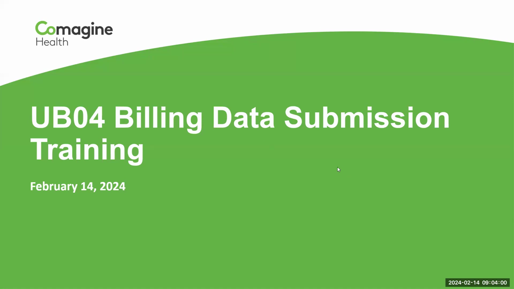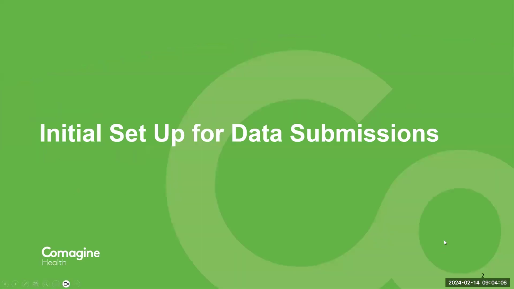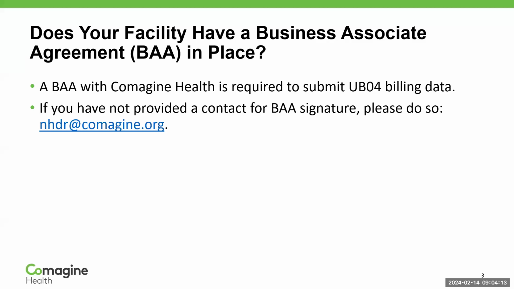Alrighty, so let's jump right in. First, we're going to talk about getting started with your data submissions, getting your files set up. The first item of setup is to get your BAA in place. Each facility that's submitting PHI data needs a business associate agreement with Comagine Health.